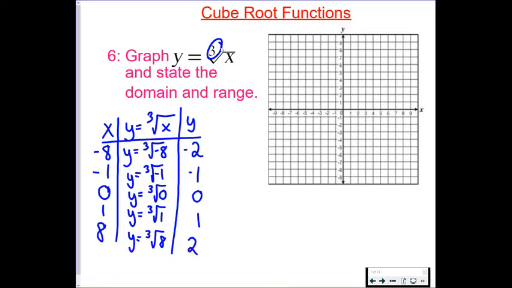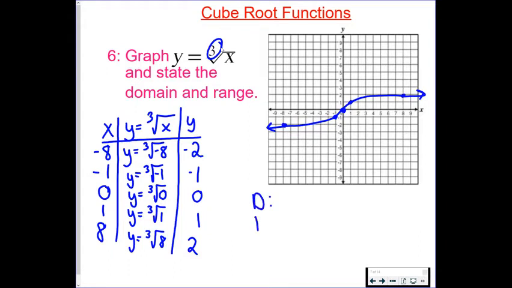Again, you can type those in the calculator. Just use the cube root button, or you could just raise it to the 1/3 power. Either way works. Let's go ahead and graph it. Negative 8 is down at negative 2. Negative 1 is negative 1, 0, 0, 1, 1, and 8, 2. Now I'm going to connect my dots together to make my curve. This one makes more of a sideways S shape, or you could think about it as a snake as well.